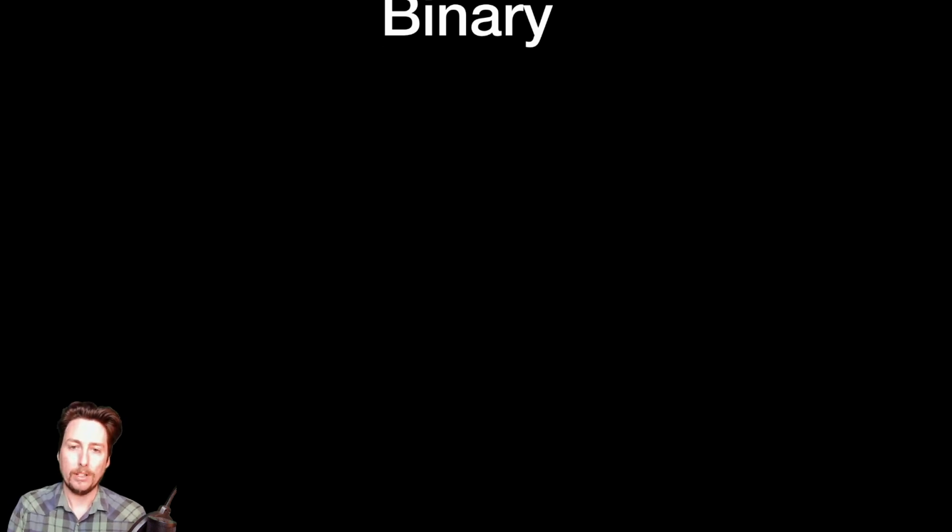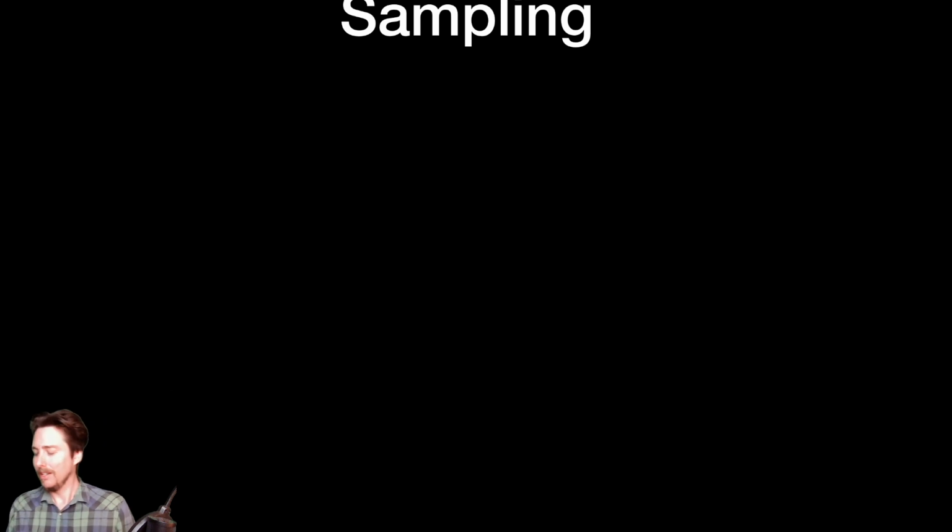So what else can we get into? Well, specifically with binary and sampling. So sampling is a powerful system that allows us to measure audio waves and turn them into numbers that we can then do cool things with.